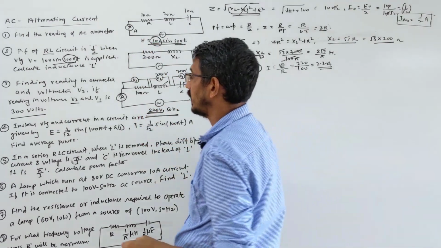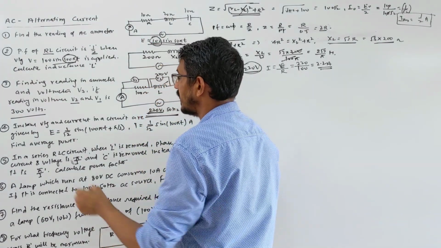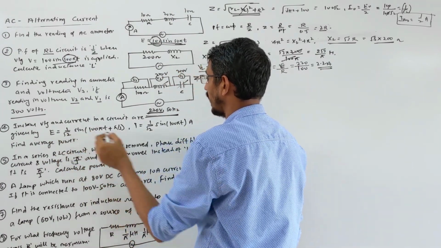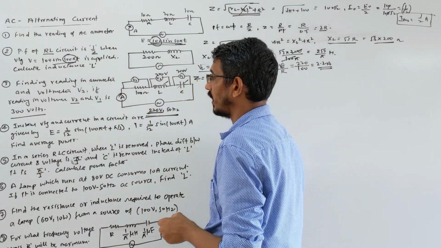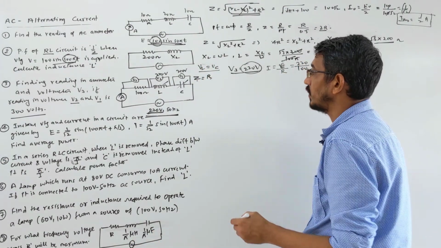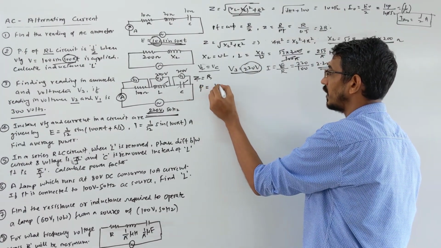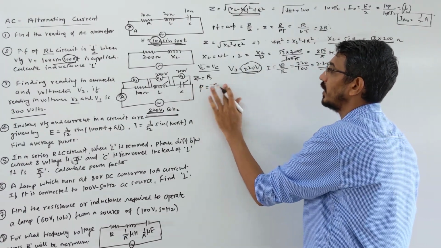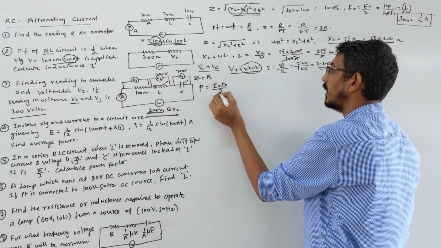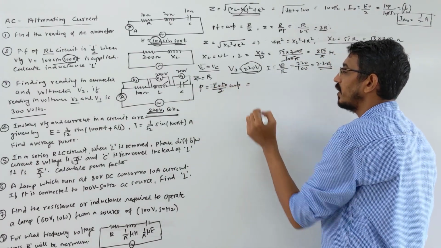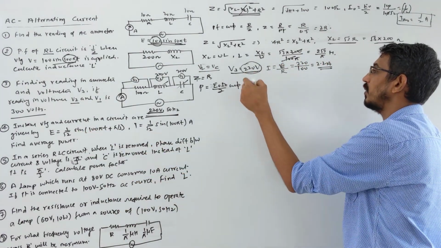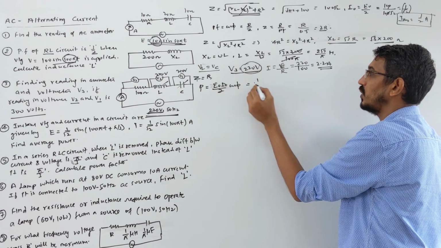See the fourth question. The instantaneous voltage and current in a circuit are given by the same equation. This is the equation given for voltage, and similarly for current. Find the average power, mean power, real power. So the real power formula is E RMS times I RMS times cos phi. We know the maximum here, so I am writing in terms of maximum: E naught by root 2, I naught by root 2, times cos phi. What is E naught? 1 by root 2. What is I naught? 1 by root 2.